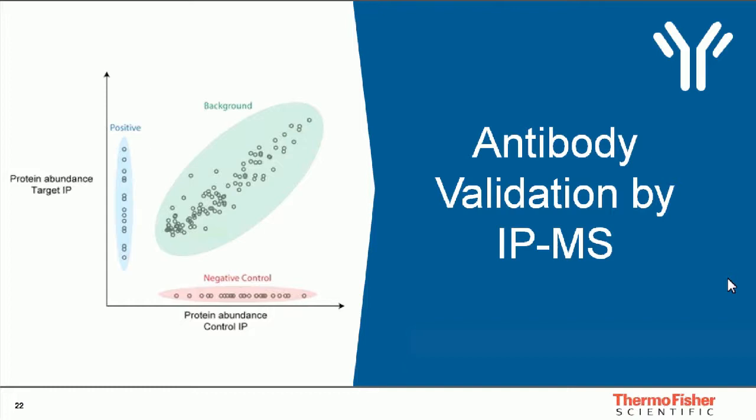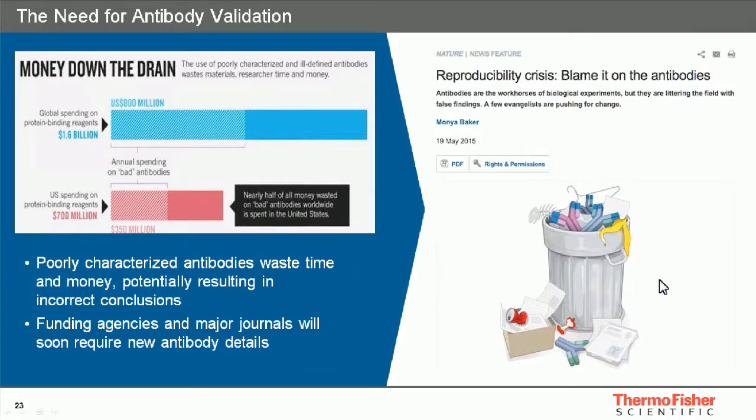The second major component within this workflow is antibody validation using this approach. Typically, antibodies are validated for IP, and then with IP to Western blot, we wanted to see how we can validate this antibody using this IPMS approach. So why do we need to validate the antibody? As we know, antibodies are the workhorses of biological research.